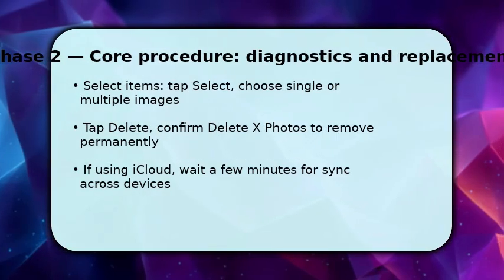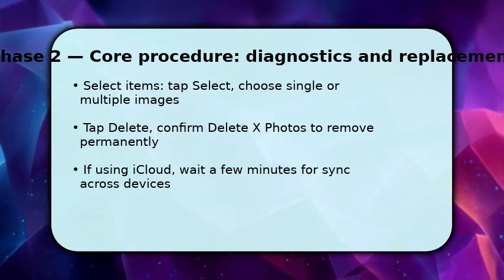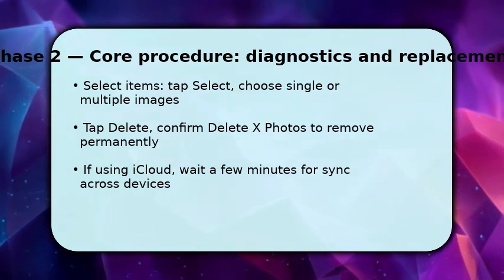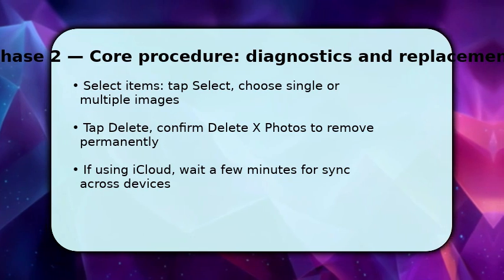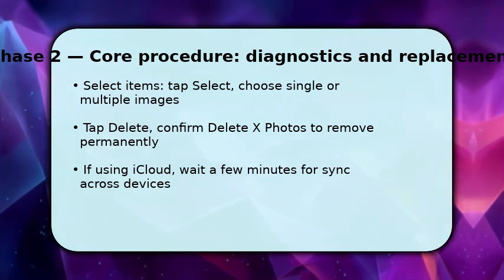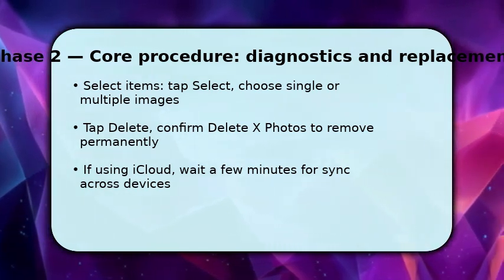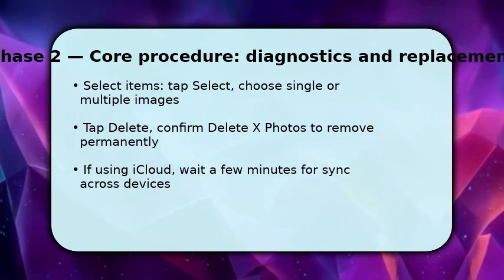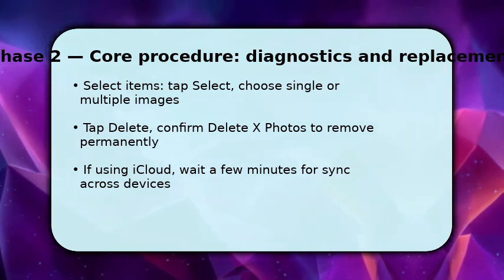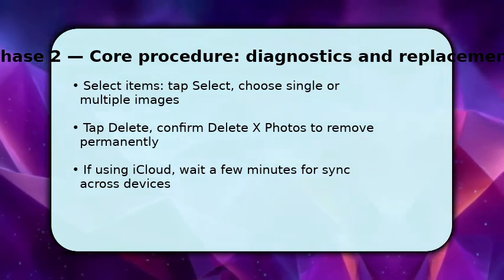Now select and remove permanently. Tap Select, pick each image or swipe to choose many, then tap Delete and confirm Delete X photos. This bypasses the 30-day recovery. Once done, iCloud will mark them removed. Make sure Wi-Fi or cellular is connected so the deletion syncs.